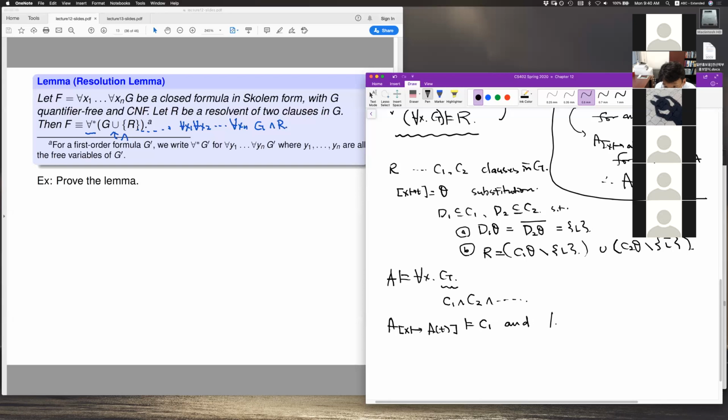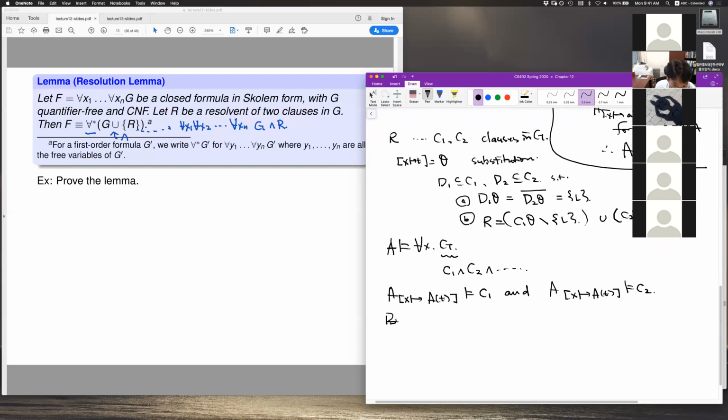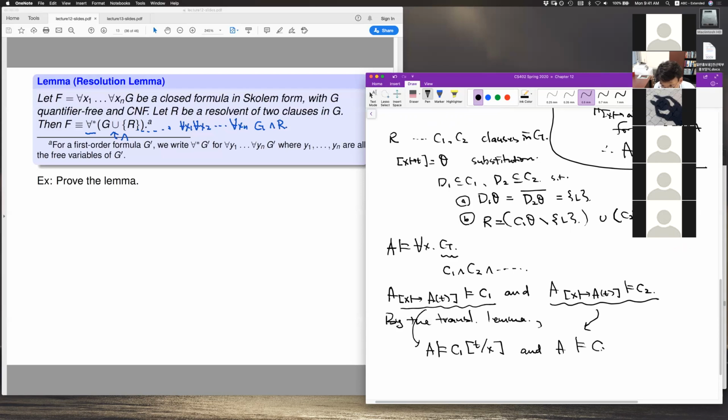Also, we know that A with x bound to the meaning of term t will satisfy C2. Now, by the translation lemma that we talked about before, which says how semantic substitution and syntactic substitution are related, the first one implies A satisfies C1 where x is replaced by t, and the second implies A satisfies C2 where x is replaced by t.